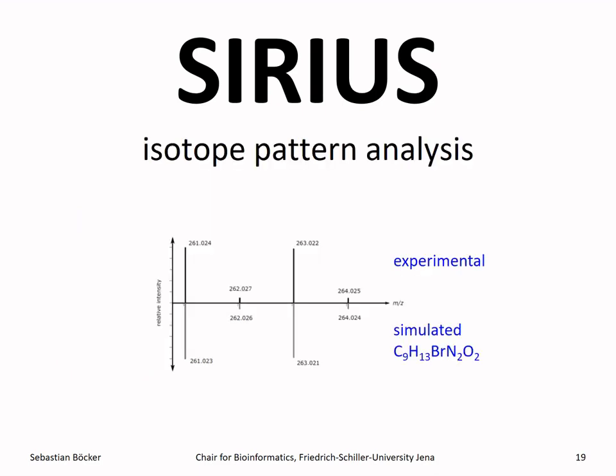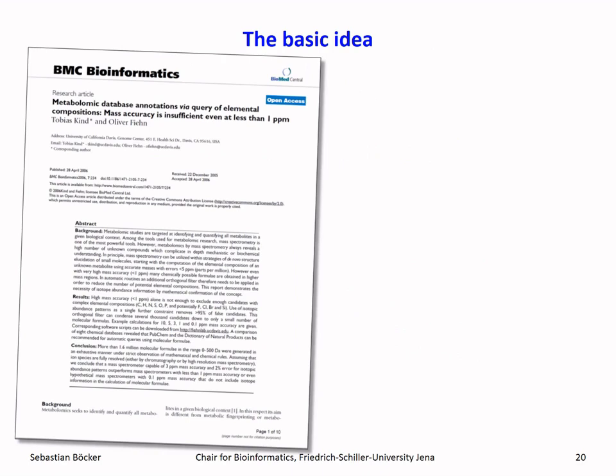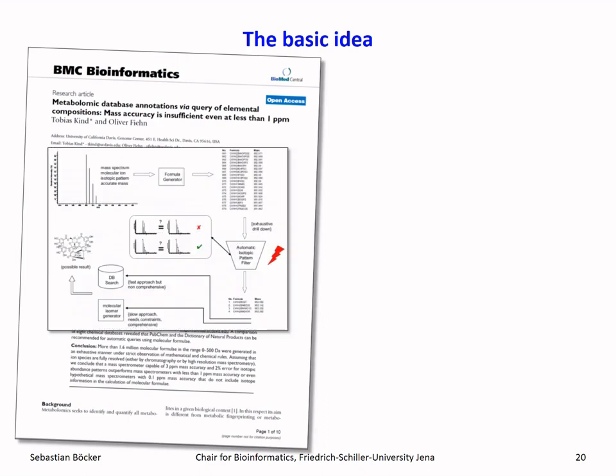And first, let's talk about isotope pattern analysis. And the basic idea behind identifying the molecular formula with an isotope pattern has been described in the 2006 paper by Kind and Fiehn. It's more or less a small figure where everything is contained in that.